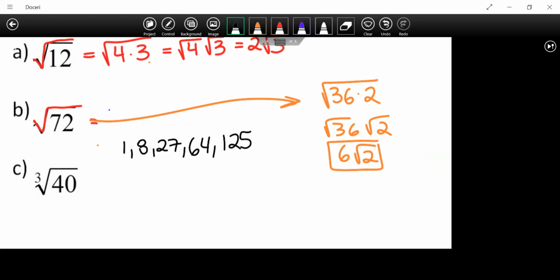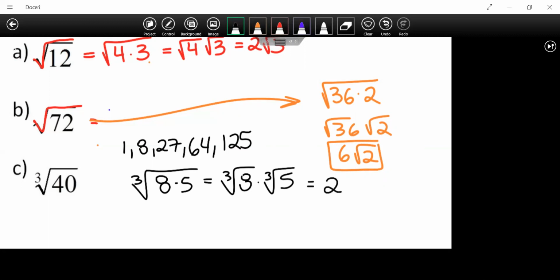Now again, do the same kind of process. What's the biggest number from these that we can make out of 40? 8 times 5. So we're going to do cube root of 8 times 5, which will equal the cube root of 8 times the cube root of 5. Cube root of 8 is what? 2. So it's going to be 2 cube root of 5. Done.